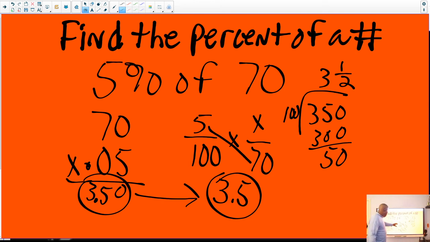2 ways. Do it proportionally like this. Make sure you get that number over 100 and then x over 70. And then you can multiply it. Or you can change that 5% to 0.05 and multiply. There's 2 ways you can find the percent of a number. I hope all y'all got this down. I hope you've been taking notes up in the house. All right. Everybody got it.